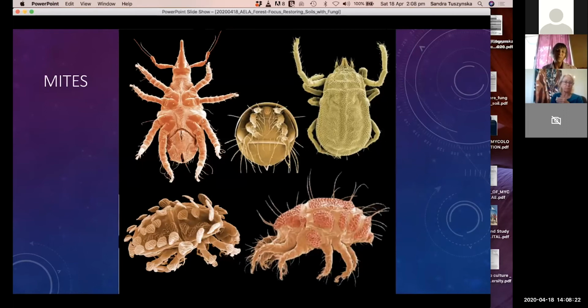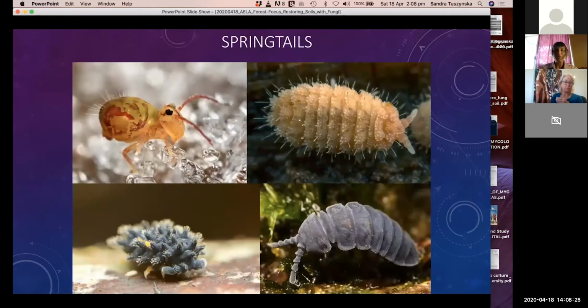And then springtails. So now we're getting into visible mode. Beautiful little creatures. I think there's one person that I actually know of that studies these guys. So once again, very little known in our soils in Australia. Such a shame. Look how cute they are.